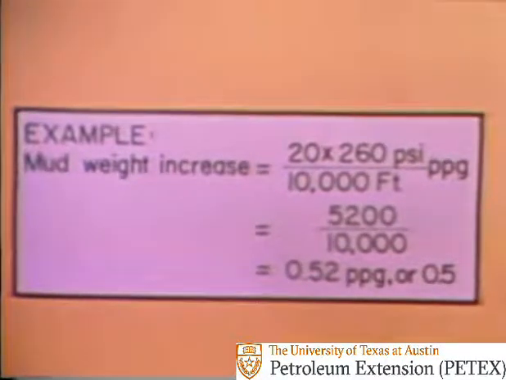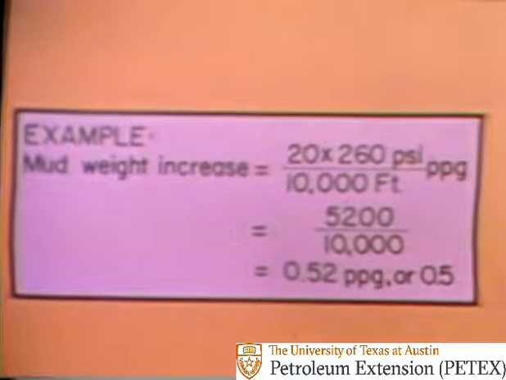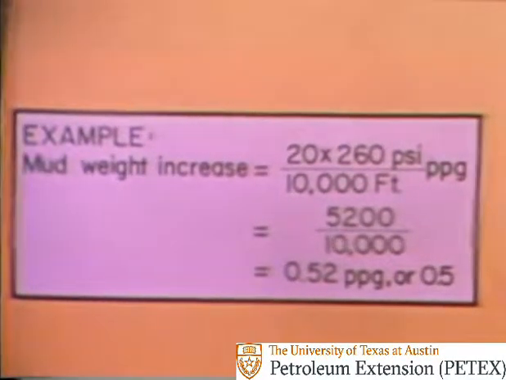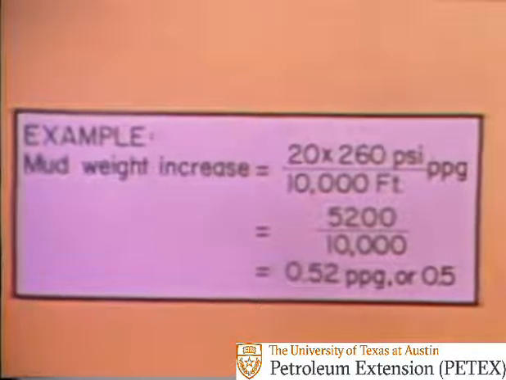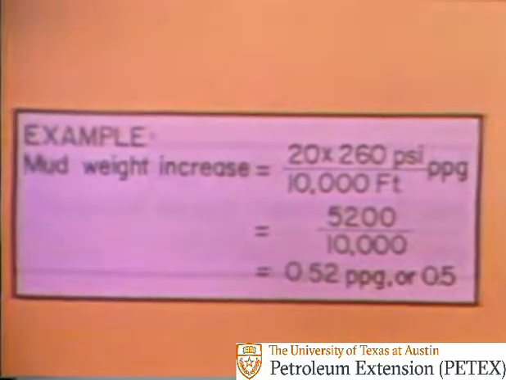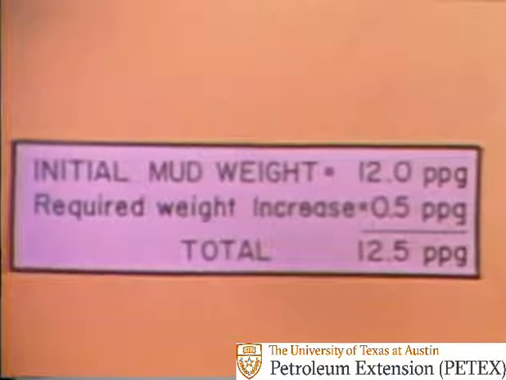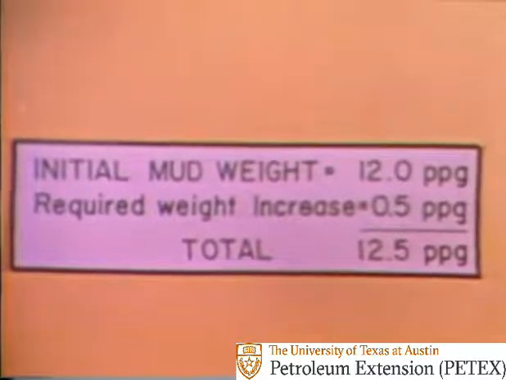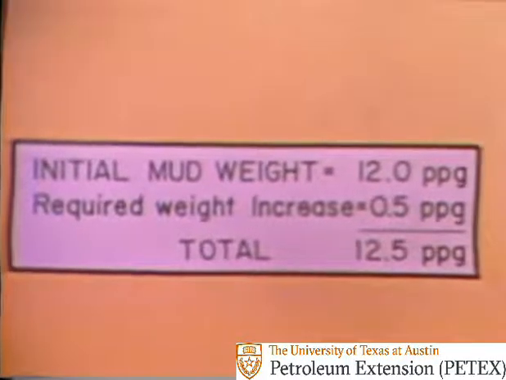Dividing the 10,000 into the 5,200, we come up with the weight increase needed, 0.52 pounds per gallon. Again, for convenience's sake, we'll say 0.5 ppg. Then, by taking the initial mud weight, 12 pounds per gallon, and adding it to the required weight increase, we obtain 12.5 pounds per gallon, the mud weight needed to control the well.